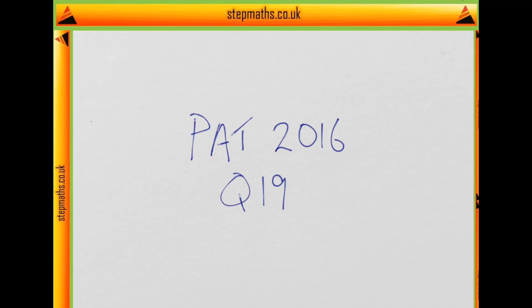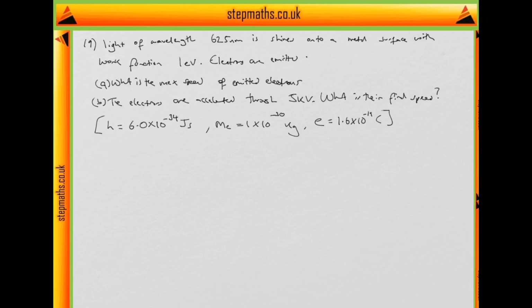Hi, so today we're going through the PAT paper from 2016, looking at question 19. In question 19, we're told light of wavelength 625 nanometers shines onto a metal surface with work function 1 electron volt, and we're told electrons are emitted. In part A, we're asked to find the maximum speed of the emitted electrons. So this is clearly concerned with the photoelectric effect.